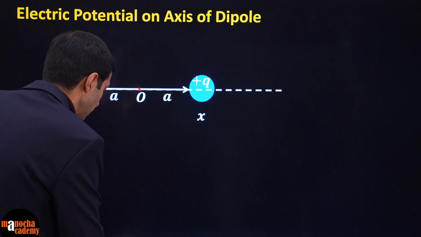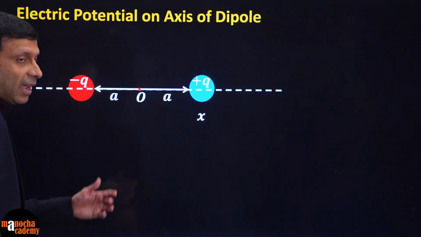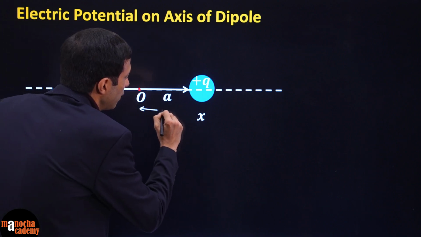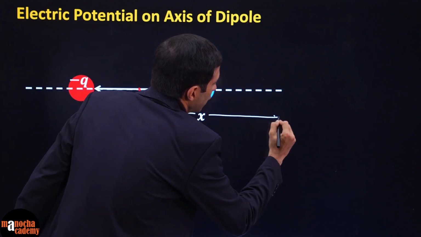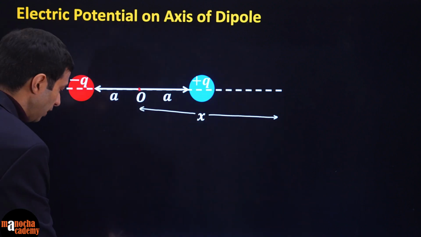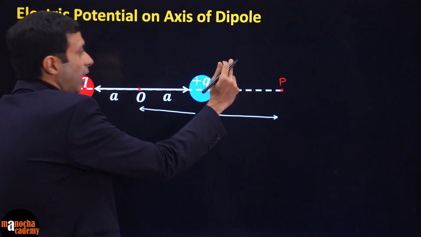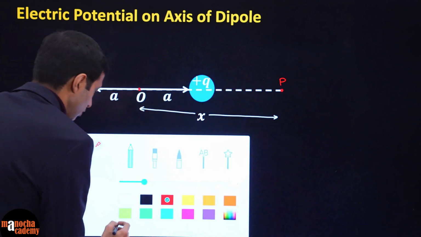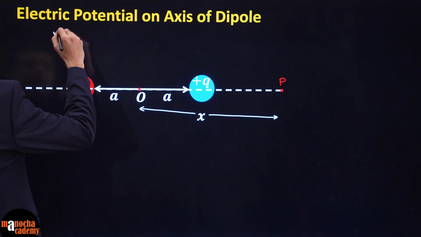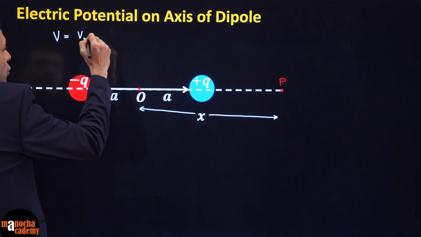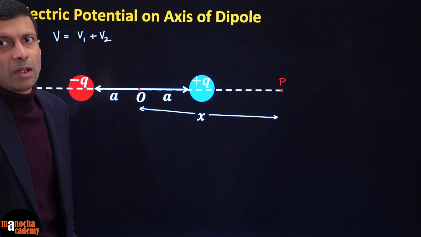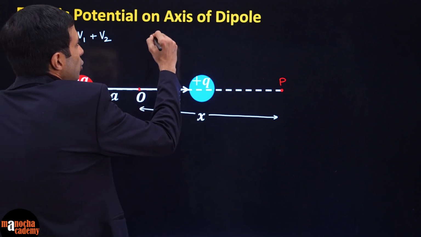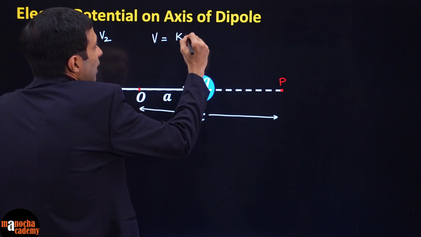And let's say we are interested in the electric potential at a distance x. And remember, we measure the distance from the center of the dipole. So we are interested at a point over here, let's say a point P. So I want to find the electric potential at P due to this dipole. So what is it going to be? We can say that the electric potential V will be equal to the potential due to the two charges, V1 plus V2. Now once again, these are tiny point charges, so we can use the electric potential formula V equal to kq by R.